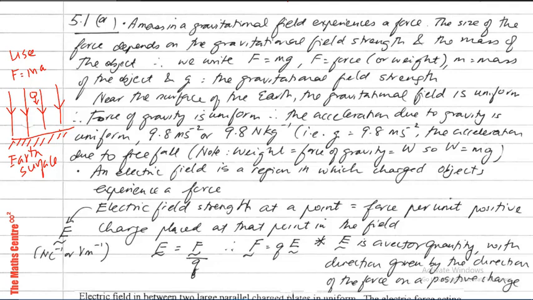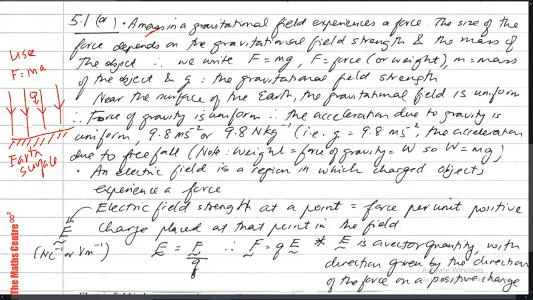Now, let's start. A mass in a gravitational field experiences a force. Here I have indicated the Earth's surface and I've also indicated the gravitational force. Now, let's read on. The important thing so far, a mass in a gravitational field experiences a force, and here I've got a mass, a little ball here. It experiences a force. The size of the force depends on the gravitational field strength and the mass of the object.